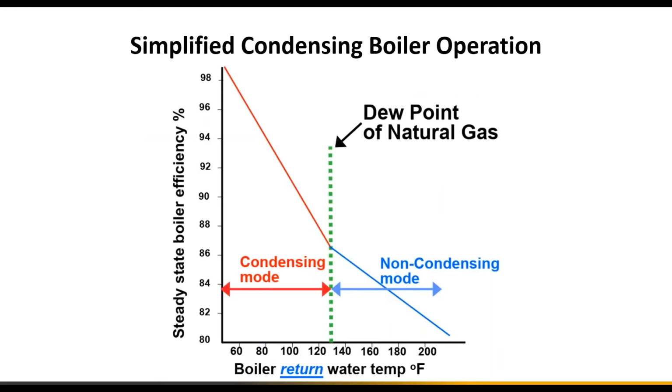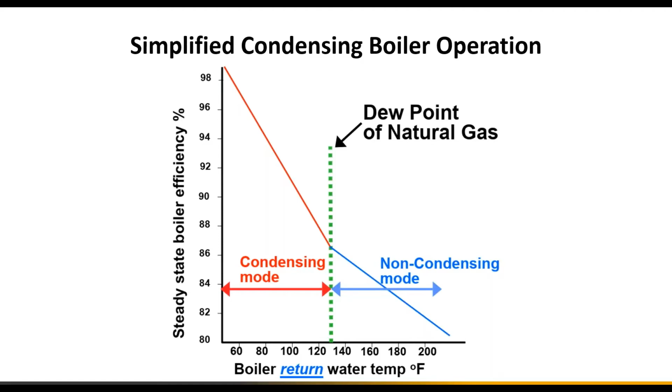I'm sure most of you have seen this slide before in some shape or form, where we're looking at boiler efficiency as a function of return water temperature, and there's the magic number of about 130 degrees, which reflects the dew point of natural gas.